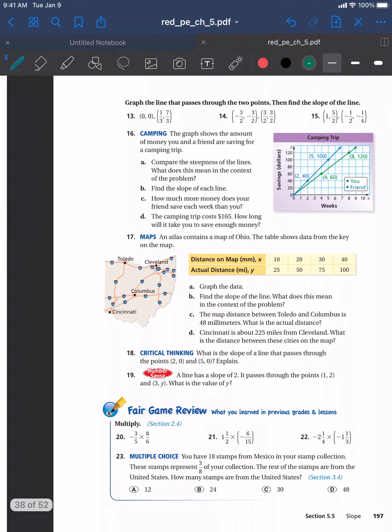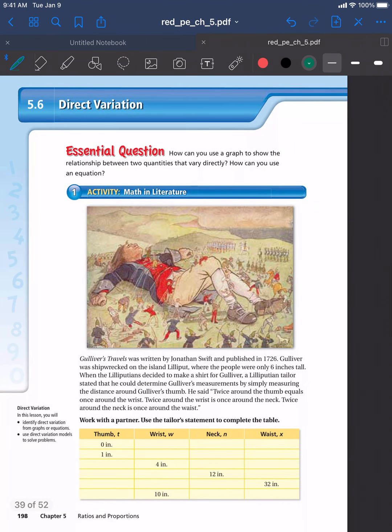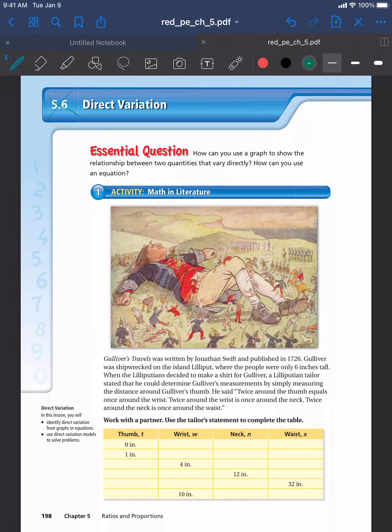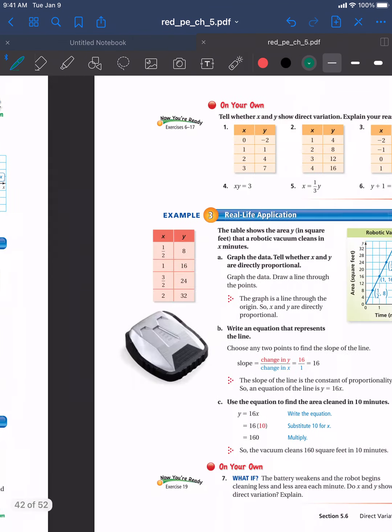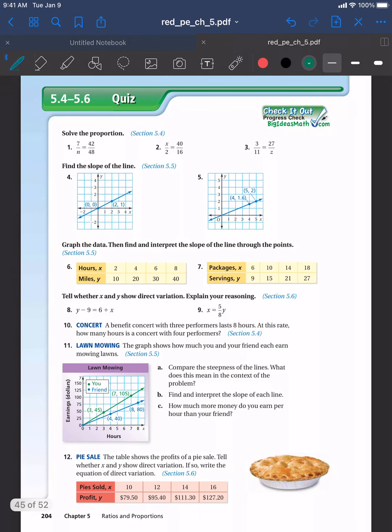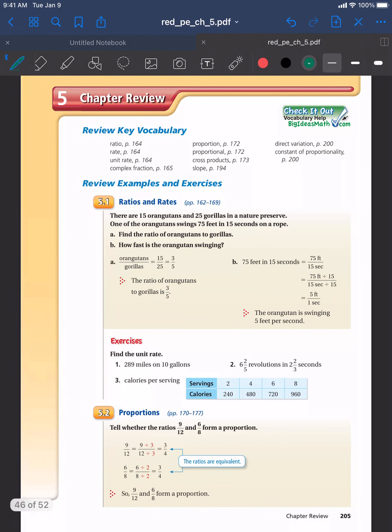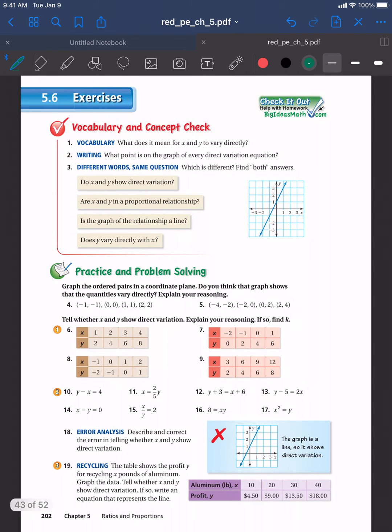And also, if you turn the page, we have 5.6. We're going to actually skip that lesson on Friday, and we are going to get ready for a chapter test, okay? So Friday, we'll do a chapter review. Today, you're just going to do our last two lessons.